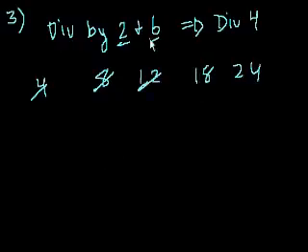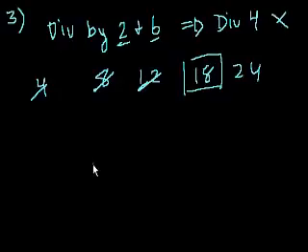18, well, sure, 18 is divisible by 2 and 6, right? Is it divisible by 4? No. So this is our answer. 18 is an example of a number divisible by 2 and 6 that is not divisible by 4. So this proves that this is an incorrect statement. Number 4.